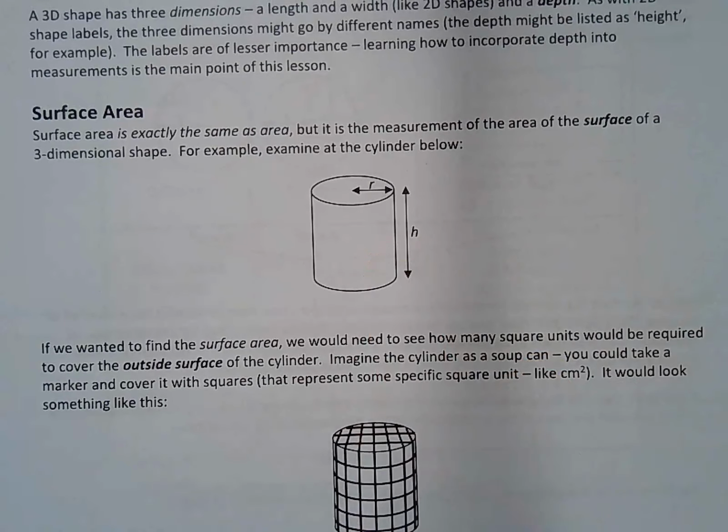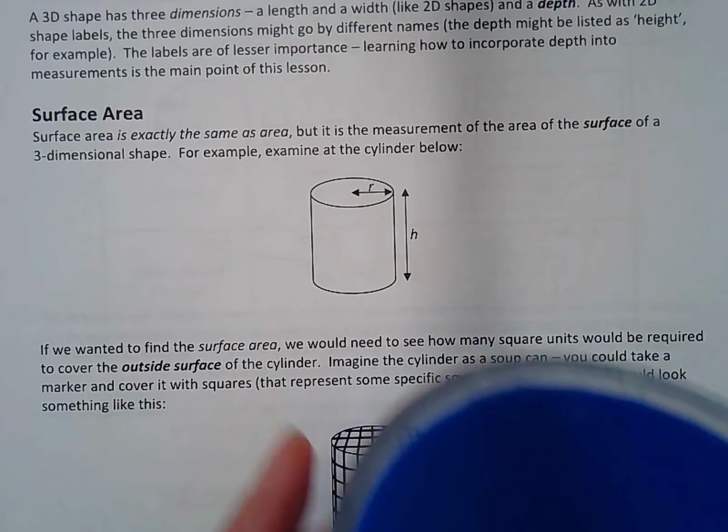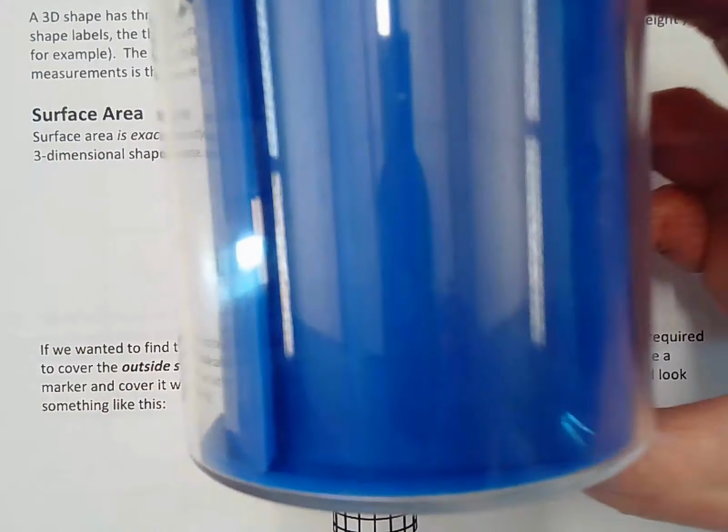Cylinder. You see a lot of cylinders around here, like water bottles are cylinders, a can of soup is a cylinder, right? Cylinders. This is a cylinder. This is a cylinder.